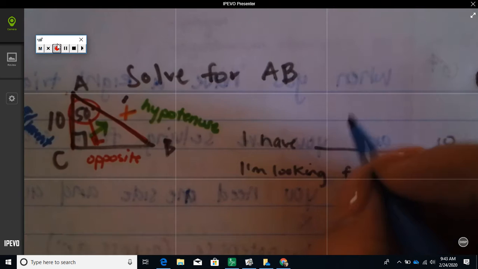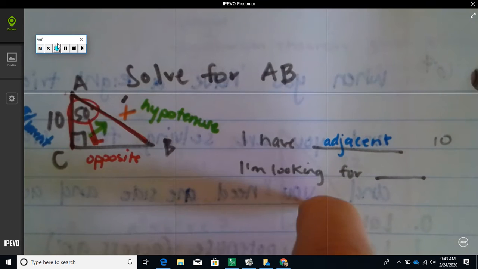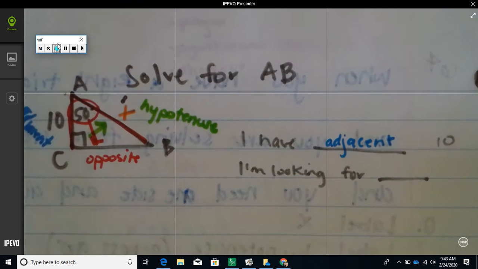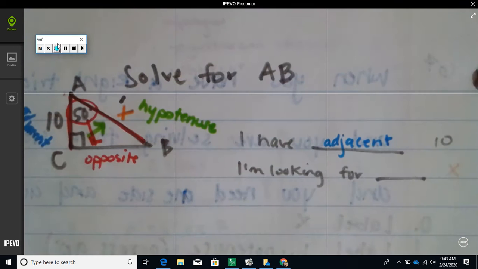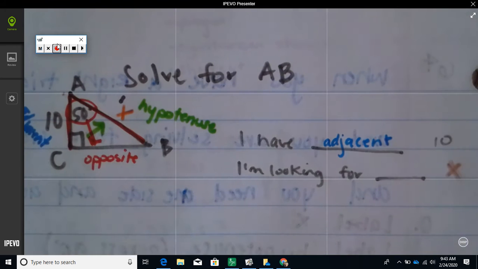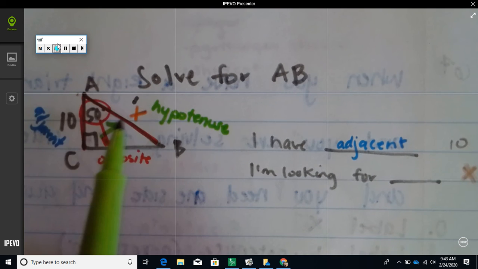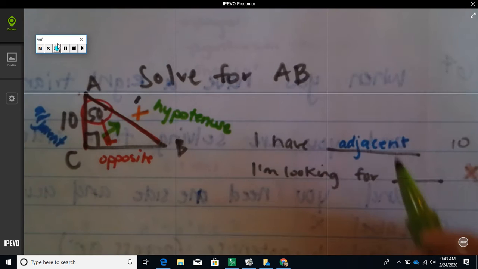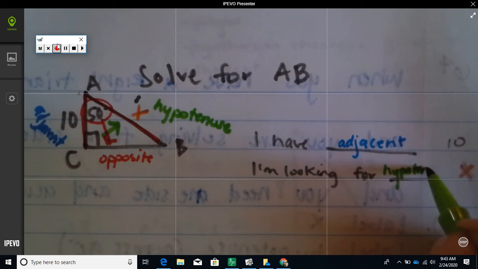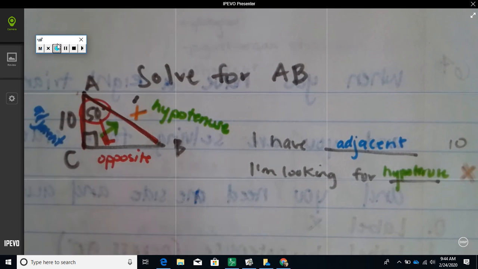So you have the adjacent, and you're looking for, that's the one that has the X. So, Emily, which one has the X? What's the side called that has the X? Hypotenuse? Yeah, there's the X. That side is the hypotenuse. So you write hypotenuse. It won't always be that the opposite goes here. It won't always be that the adjacent goes here. It depends on where your acute angle's at. So adjacent, hypotenuse.